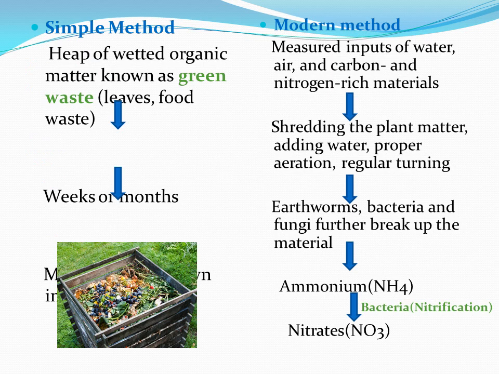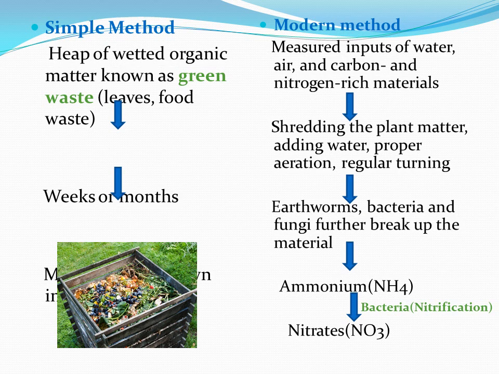One is the simple method in which we keep a heap of wet organic matter, known as green waste, which includes leaves and food wastes, for weeks or months together. And the materials present in this heap are broken down into humus.